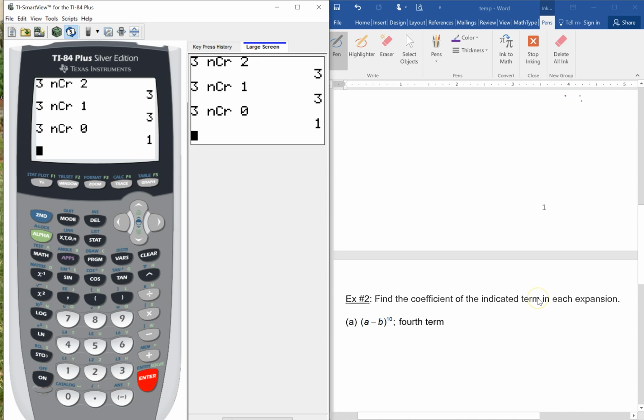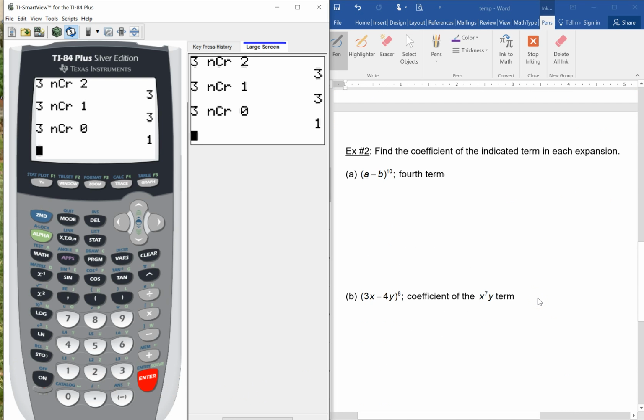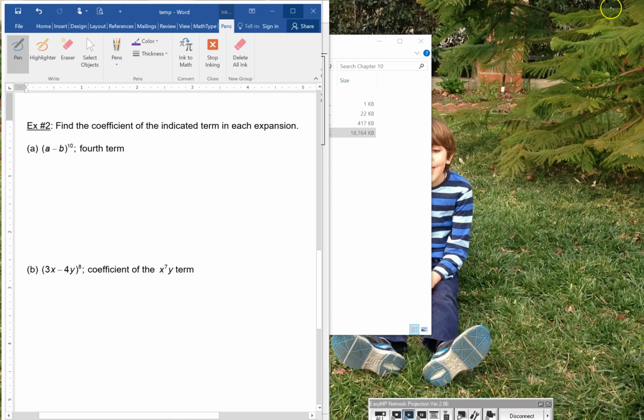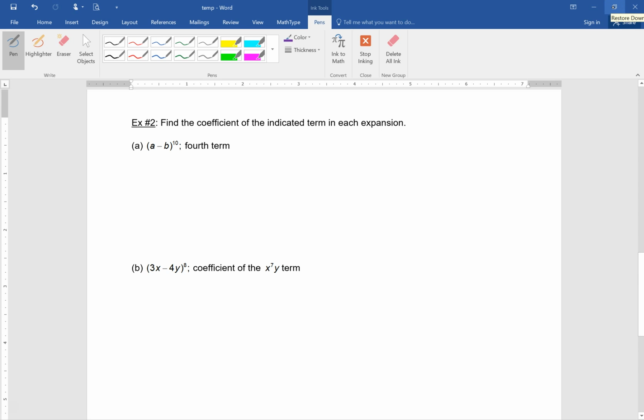All right. So here, now it says to find the coefficient. Now here's another one with a 10. It says to find the coefficient of the indicated term. So we just want the coefficient of the indicated term. All right? So let's go here. We have a minus b to the power of 10. Now what is 10? What variable is 10? Is it n or is it r? N. So this tells you that n is equal to 10.